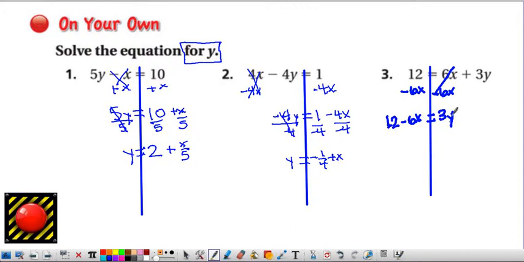Still trying to get y isolated or by itself, so we have to do the inverse of multiplying by 3, which is dividing by 3. So we're going to divide every piece by 3, every term. 3 divided by 3 is 1, and so that leaves us with y. 6x divided by 3 works out evenly as 2x. I'm going to bring my minus sign down. And 12 divided by 3 also works out evenly as 4. And so y is by itself. This is as far down as we can go on this problem also.